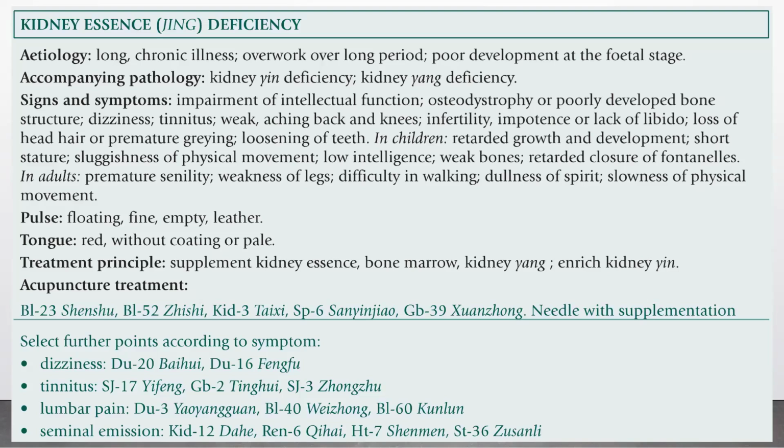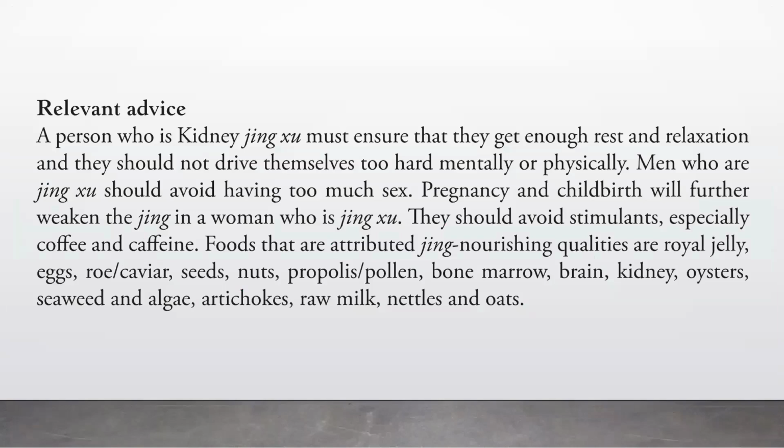For the acupuncture treatment, we use Bladder 23, Bladder 52, Kidney 3, Spleen 6, GB 39, needle with supplementation. Select further points according to symptoms. When there is dizziness, we use DU 20, DU 16. Tinnitus: Sanjiao 17, GB 2, Sanjiao 3. Lumbar pain: DU 3, Bladder 40, Bladder 60. Seminal emission: Kidney 12, Ren 6, Heart 7, Stomach 36.